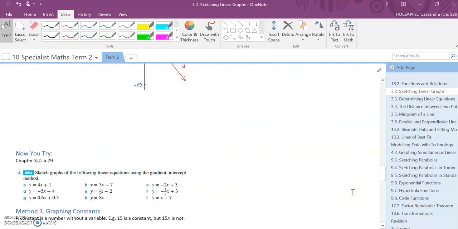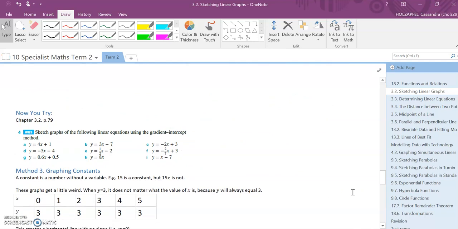All right, so I want you guys to have a go at that now. So this is chapter 3.2 in your books, page 79. And again, we're just going to practice the first column. So y is equal to 4x plus 1, y is equal to -5x minus 4, and y is equal to 0.6x plus 5.